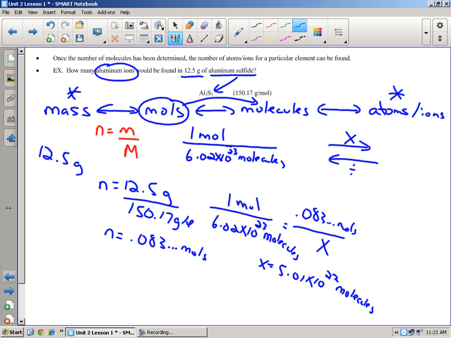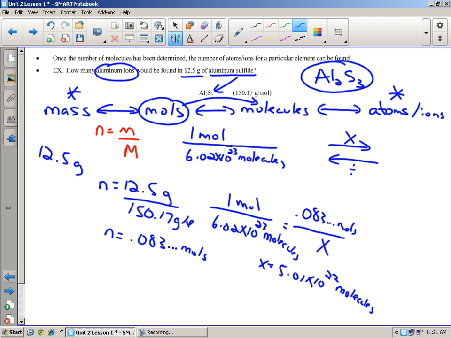Okay, let's think about this for a second. Here's aluminum sulfide. That's what one molecule looks like right there. For every one molecule, to make up a molecule of aluminum sulfide, aluminum is a 3+, sulfide is a 2-, I swap and drop. I need two aluminums to lose 3 electrons each. I need 3 sulfurs to gain those 6 electrons altogether. That's the formula that makes up one unit of aluminum sulfide, yes?